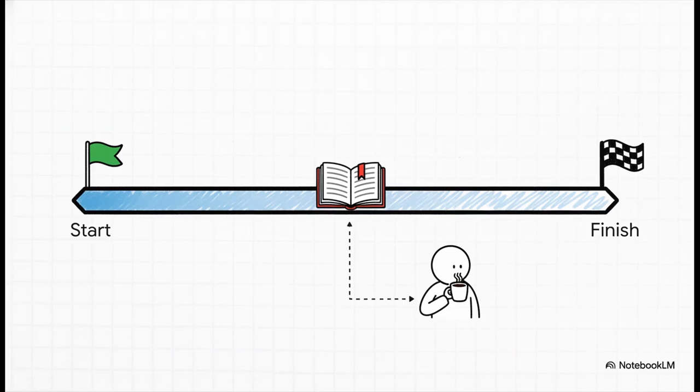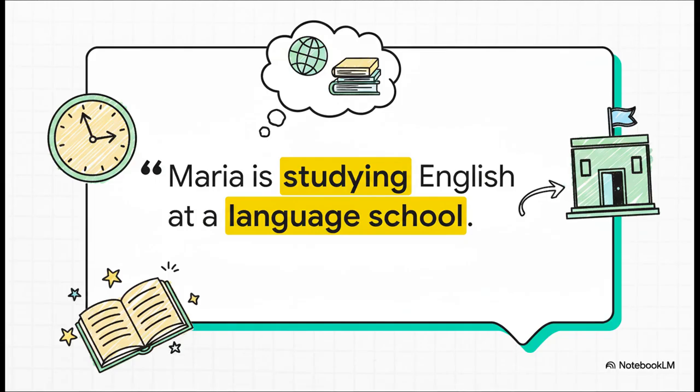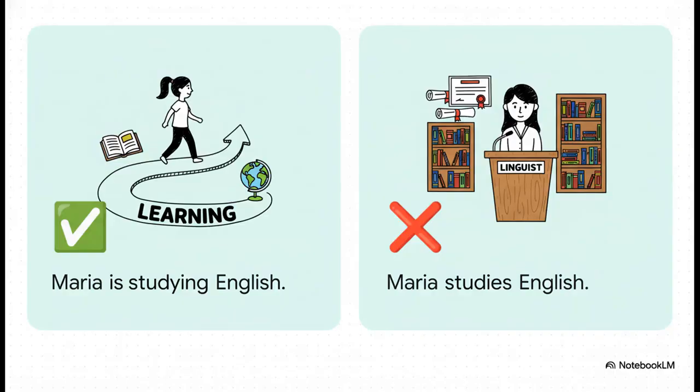We do this all the time. It's a super common and natural way to talk. Here's another great one. Maria obviously isn't in a classroom 24/7, but for this period of her life, the action of studying English is this ongoing, unfinished process. It's what she's up to these days. So, when you say Maria is studying English, you're really focusing on the fact that this is her current project. Saying Maria studies English sounds a bit more permanent, like maybe she's a professional linguist. The continuous tense really highlights that her learning is an active, ongoing journey.